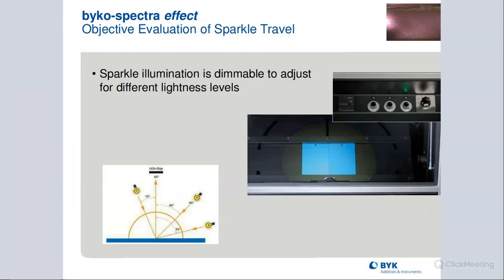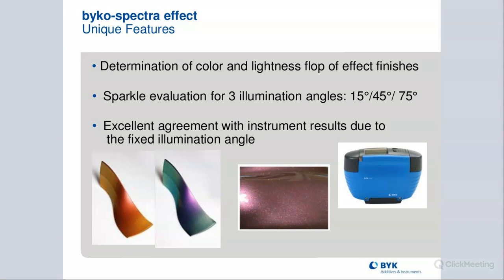And this is just a shot looking into the booth with 2 samples. And you can see you have 3 dimmable LED controls that you can adjust if you want to have more or less illumination. Maybe more critical for paint formulation than anything else. And that just allows for the color and lightness or flop effects of the effect finishes and the effect coatings. You again have the 3 angles of illumination for sparkle, and it has excellent agreement to the instrumental data that you're retrieving.